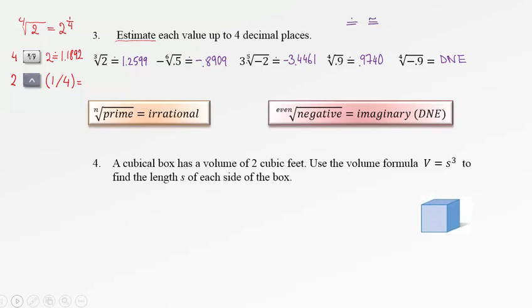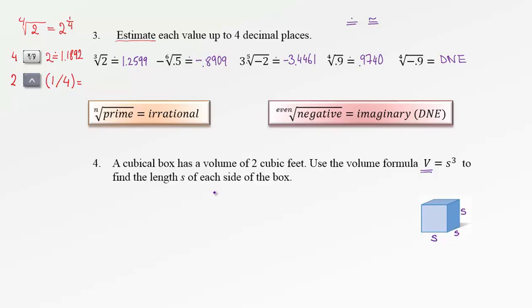Okay, our last practice question is a word problem. A cubical box has a volume of 2 cubic feet. Use the volume formula V equals S cubed, where S is one side of the cube. So we have a side here, the same side there, and the same side there, to find the length S of each side of the box. So what do we have given? We have given the volume. V is given. We need to solve for S.